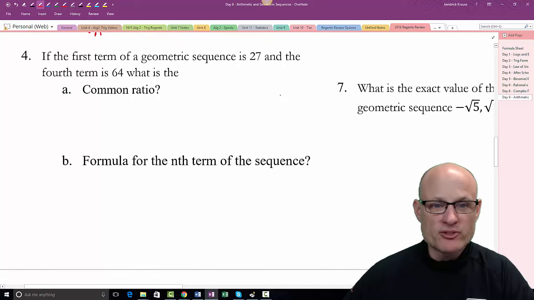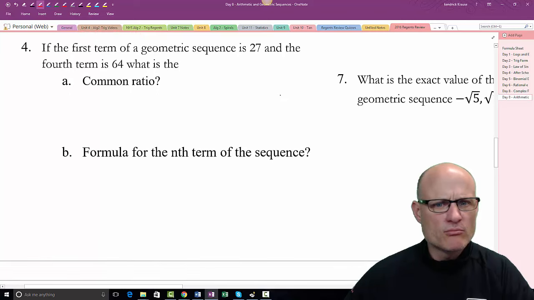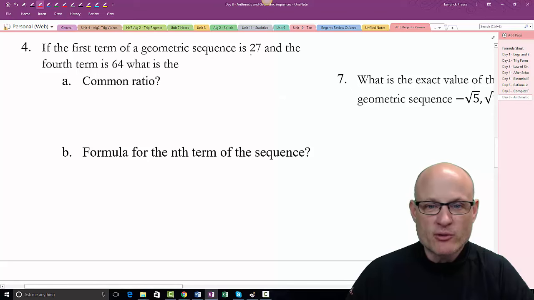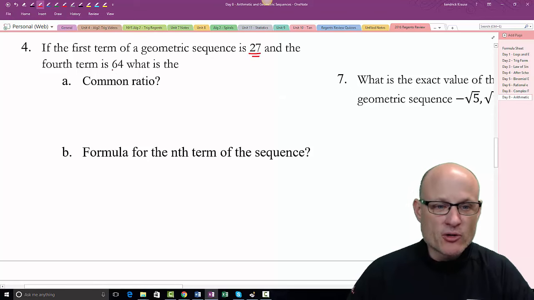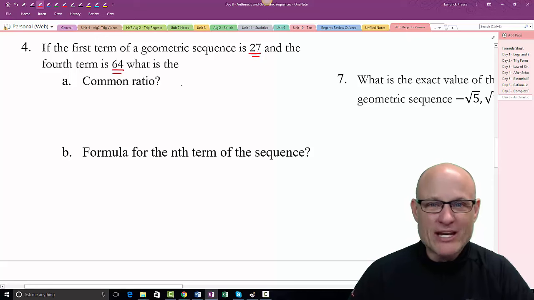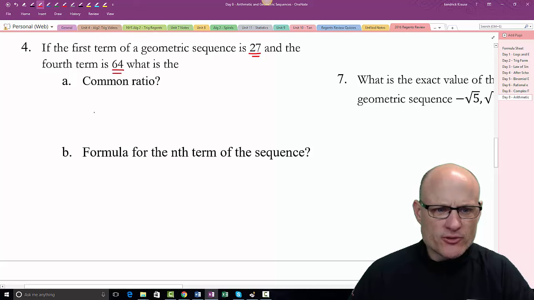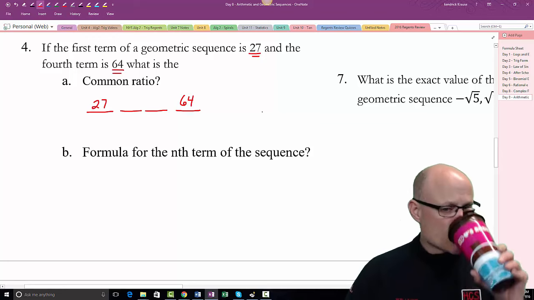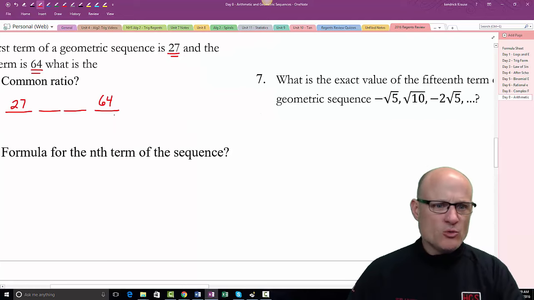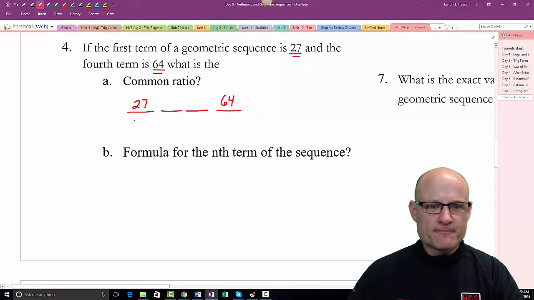If the first term of a geometric sequence is 27 and the fourth term is 64, what is the common ratio? So the first term is 27. And the fourth term is 64. And I got to find the common ratio? Ooh. Well, let's see if I can do that. This is a sub 1. And this is a sub 4.